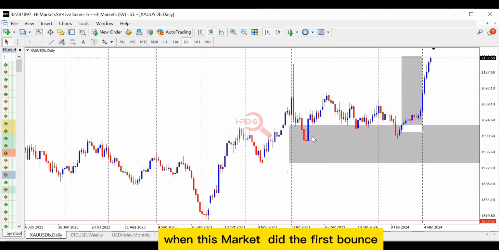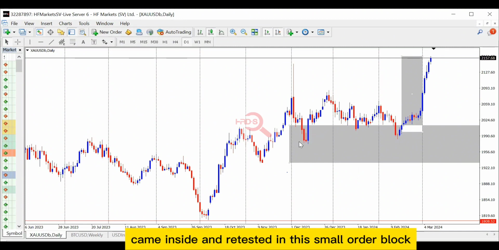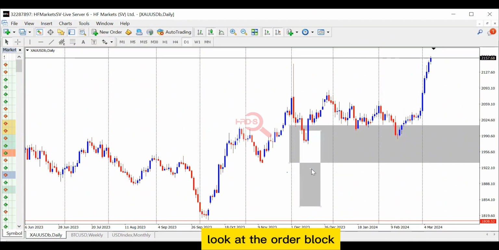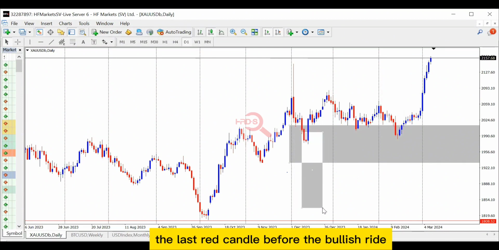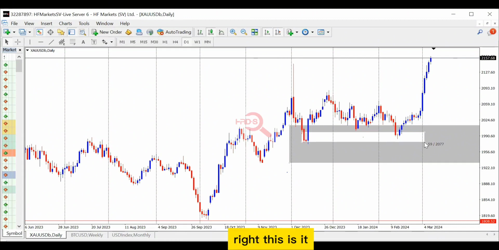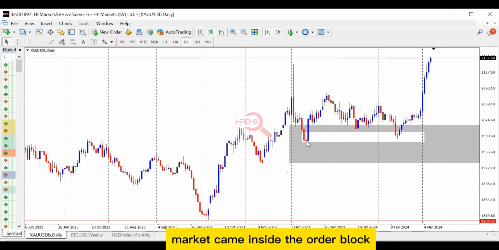You see the first bounce. When this market did the first bounce, I did not take this trade. I waited for retest to happen. So again, market came inside and retested this small order block. Look at the other block, the last red candle before the bullish ride, right? This is it. Market came inside the order block, and then I waited for a change of character to happen here.